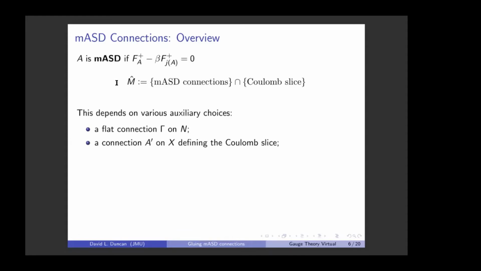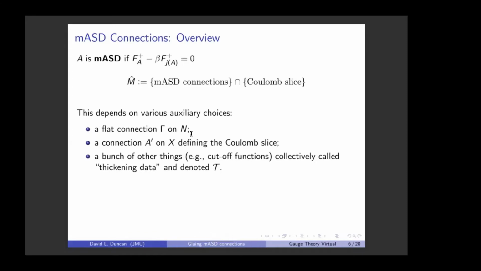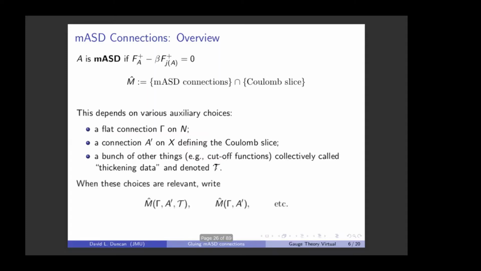You also need to specify a connection relative to which you're going to define the slice. And so I'll talk more about that over time, but that choice needs to be made. And then there's a bunch of other stuff, like cutoff functions is one thing that shows up. This beta is a choice you make. And then there are a lot of other choices that are involved in the construction of this J. So all that other stuff we'll call thickening data, and we just abbreviate it by a calligraphic T and not talk about it again, at least not today. So when the choices are relevant, I'll decorate this M hat space by the appropriate choices that are relevant for the moment.